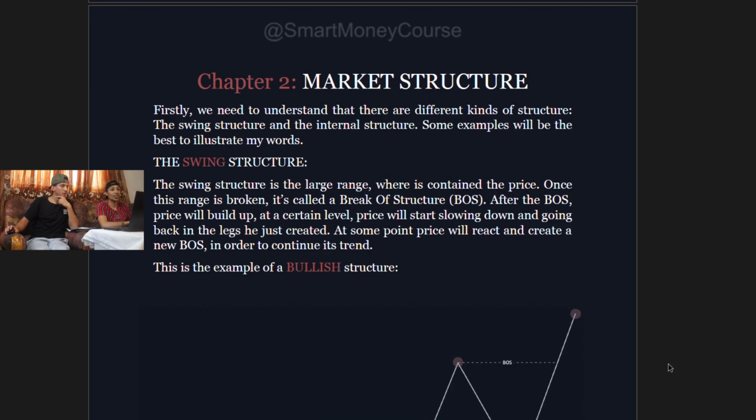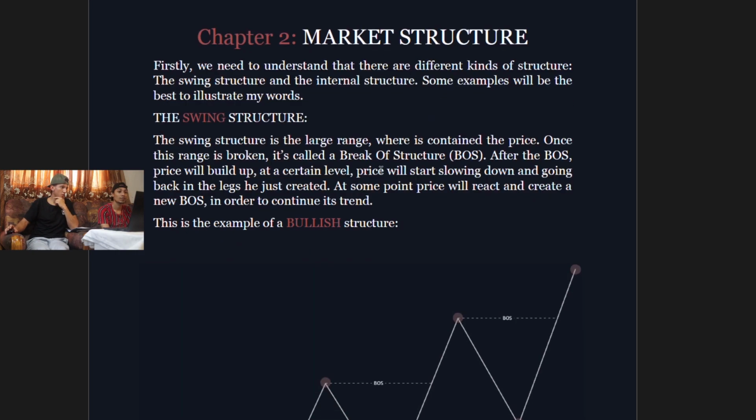Firstly, we need to understand that there are different kinds of structures. If you haven't noticed, you get an uptrend and a downtrend. The swing structure and the internal structure, those are the two structures. Okay, so the swing structure is the first type of structure.